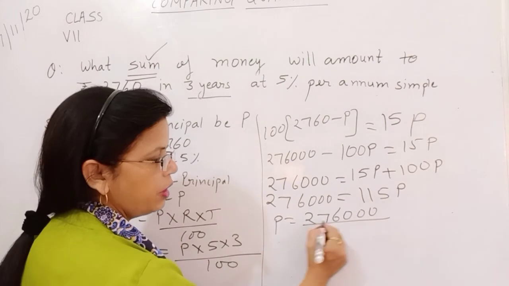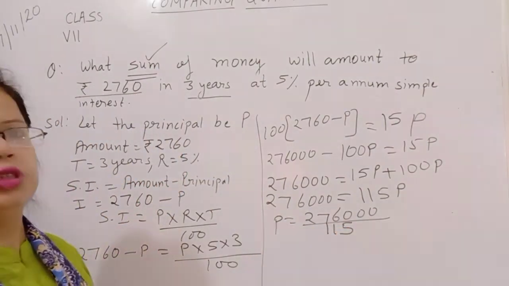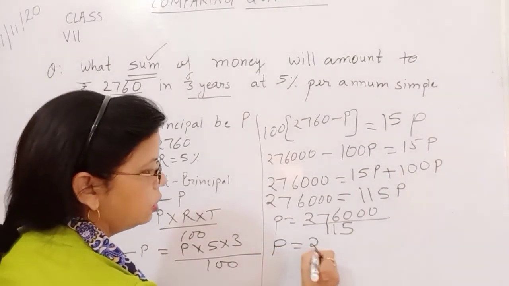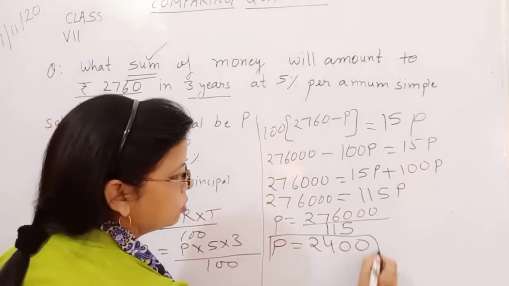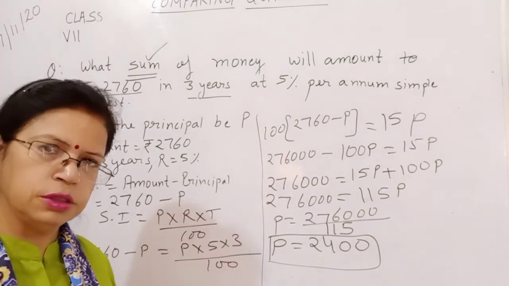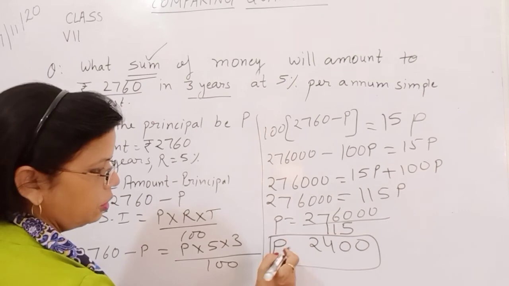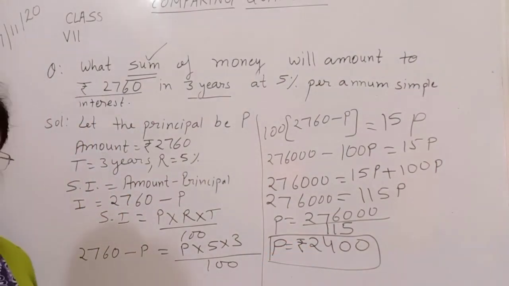276000 divided by 115. Now in your rough notebook you will divide, then you will get the principal. So how much will you get after the division? 2400. So in this way you will calculate the principal if the amount is given. I hope everyone understood.